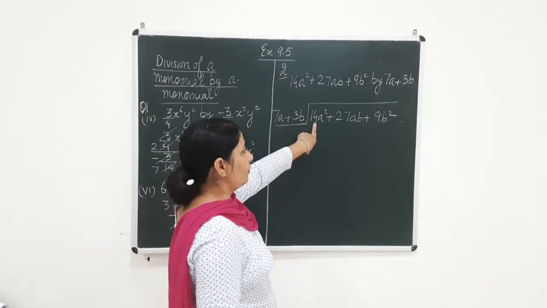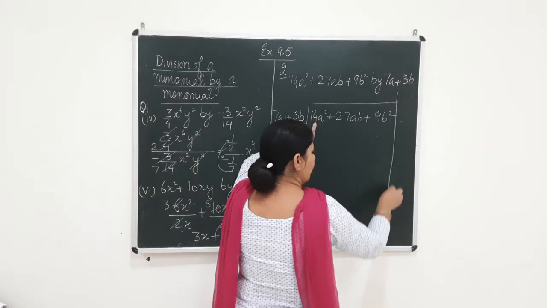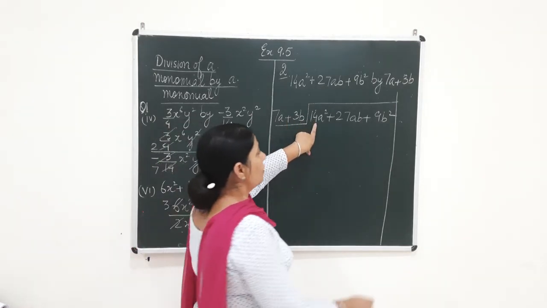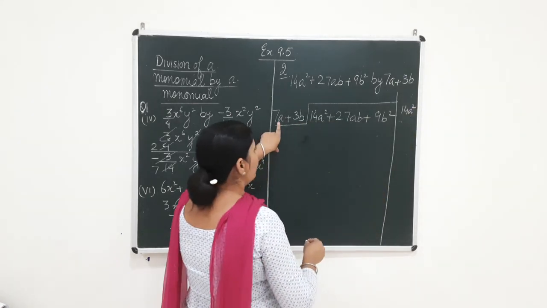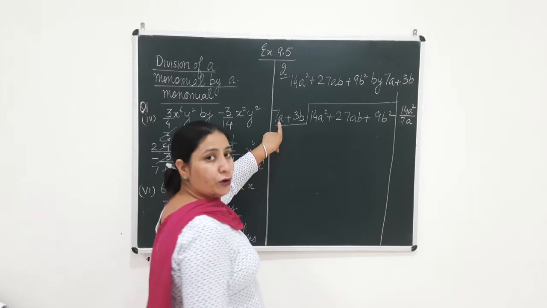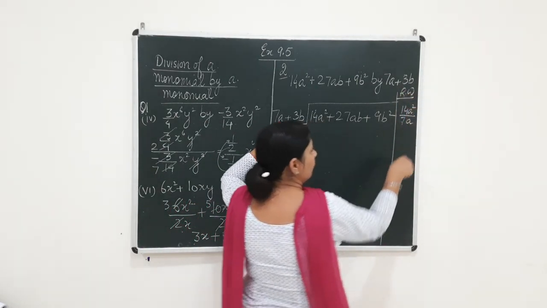First step that you have to do is you have to divide the first term of the dividend by the first term of the divisor. Now the first term of the dividend beta is 14a square. First of all you will divide it with 7a in the rough column. This is my rough column. I will be dividing it in the rough work.